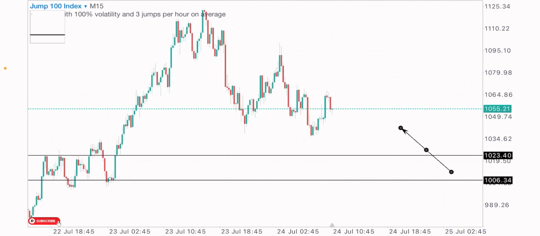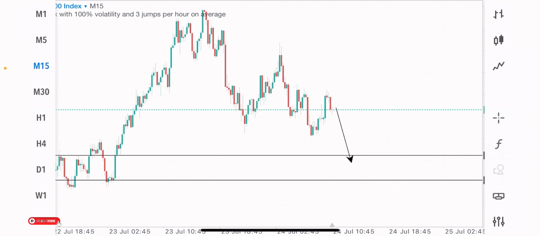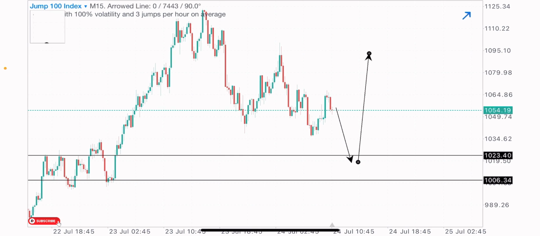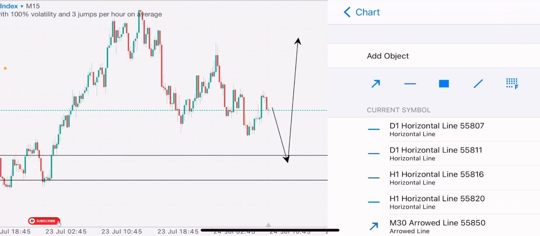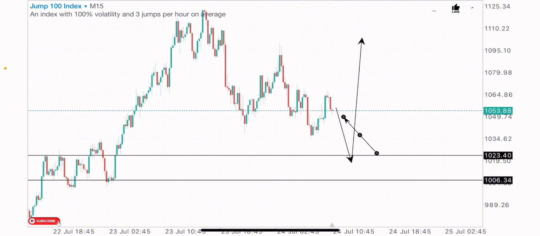So I saw a very nice trade opportunity on Jump Order Index. I'm looking to buy in this index from this level. I already got my buy zone marked out, which is at this point, which is here. Basically, I'm expecting this index to drop to this level for a good buy opportunity.